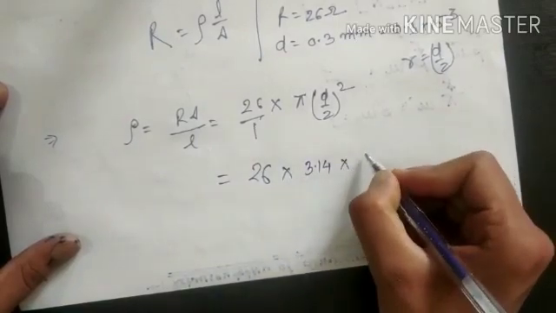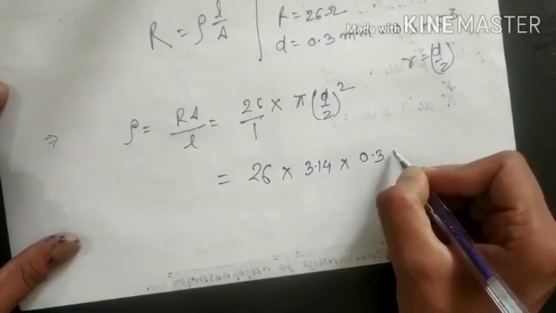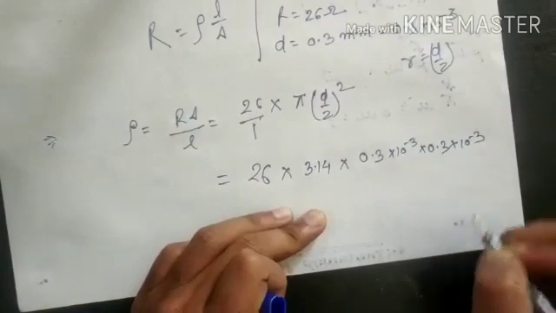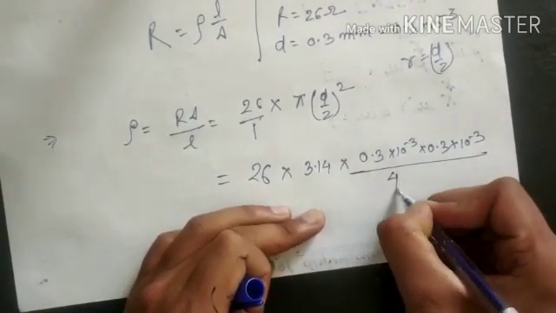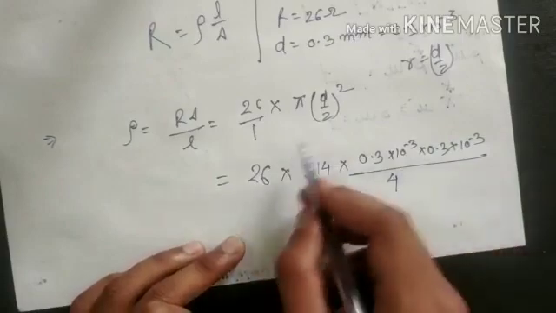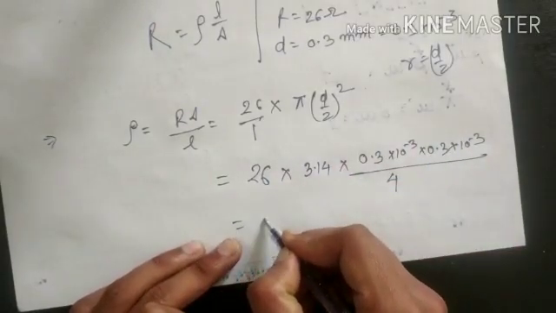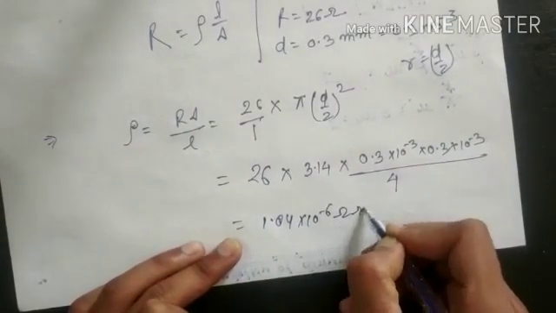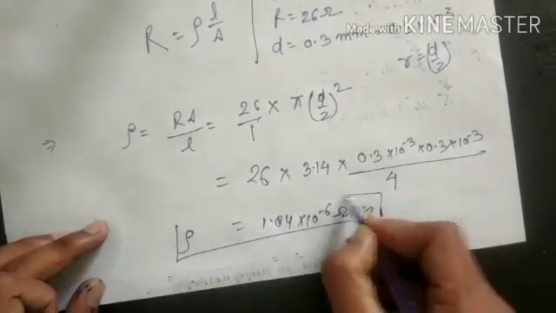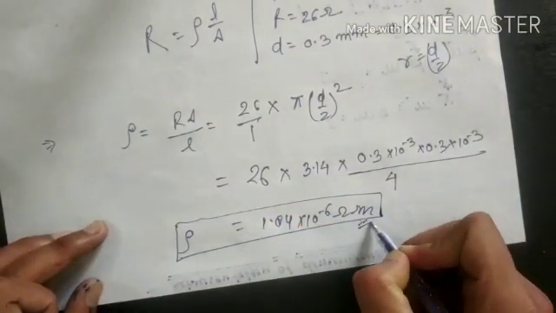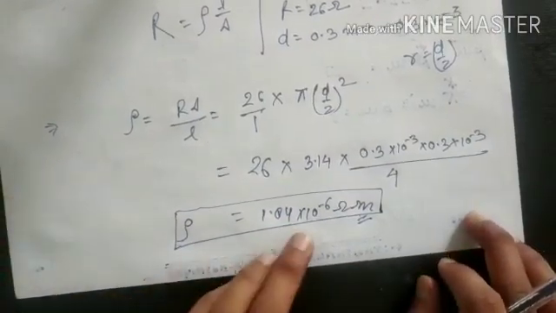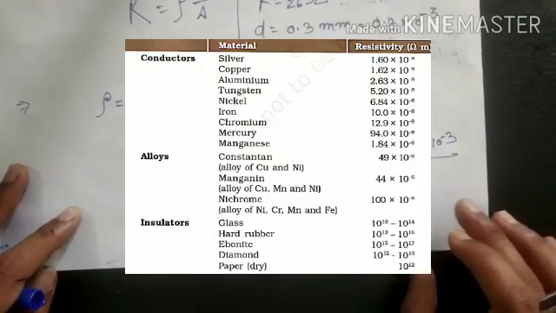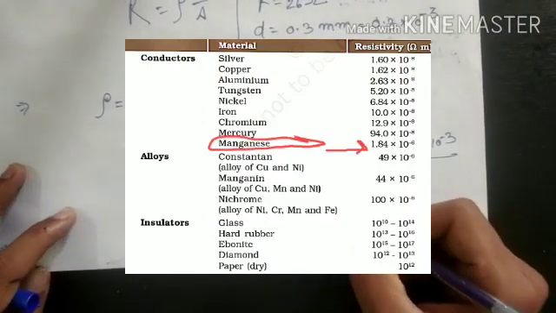So 26 into 3.14 into 0.3 into 10 to the power minus 3 into 0.3 into 10 to the power minus 3 upon 4. If you solve the whole expression, you will get almost 1.84 into 10 to the power minus 6 ohm meter. So this is the resistivity of the given conductor material. If you compare this resistivity with the resistivity table, you will find the material of the conductor wire is manganese. So this is all about the resistivity.